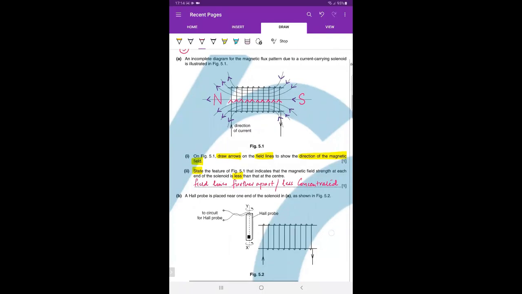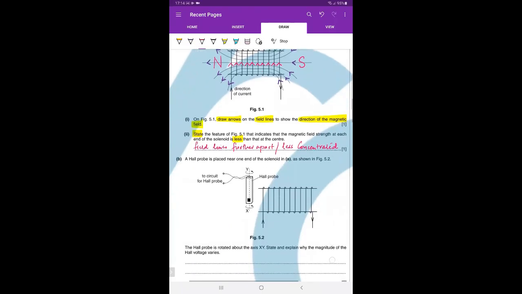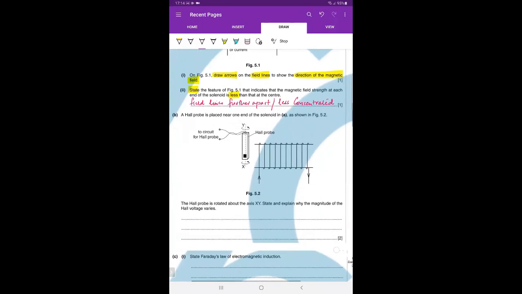Sorry guys. Next वाले part में a Hall probe is positioned close to the solenoid as shown. Then the Hall probe is rotated about its axis XY. State and explain why the magnitude of the Hall voltage varies.